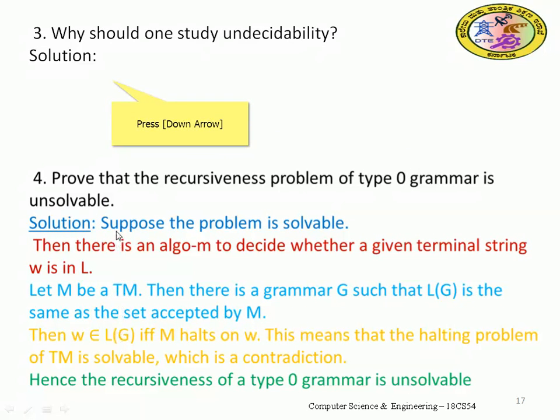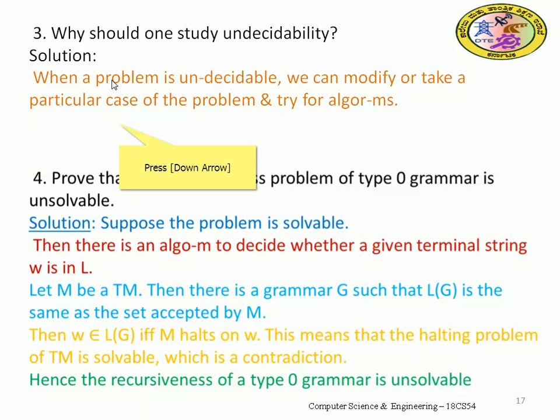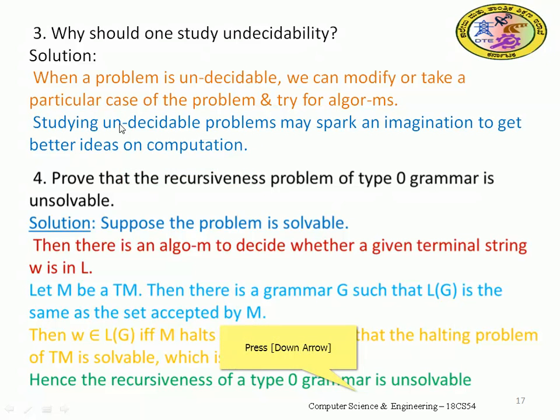So why should you study undecidable problems? When a problem is undecidable, we can modify it or take a particular case of the problem and try an algorithm for that. Studying undecidable problems may spark imagination to get better ideas on computation. Undecidable problems are challenging problems, and there are avenues to produce solutions for some complex problems. So that's why imagination ignition may be possible to get a better solution.